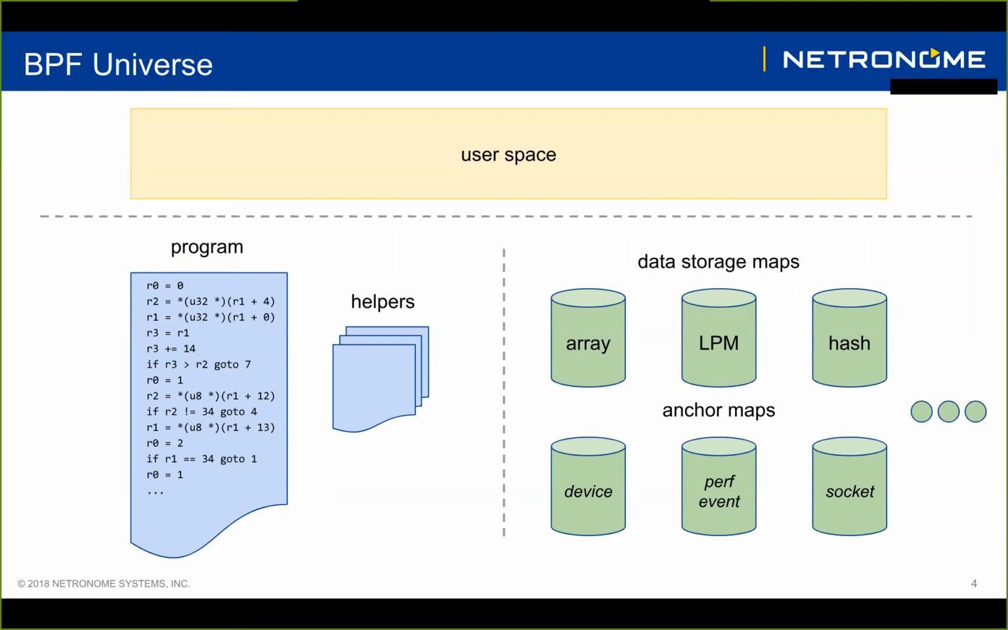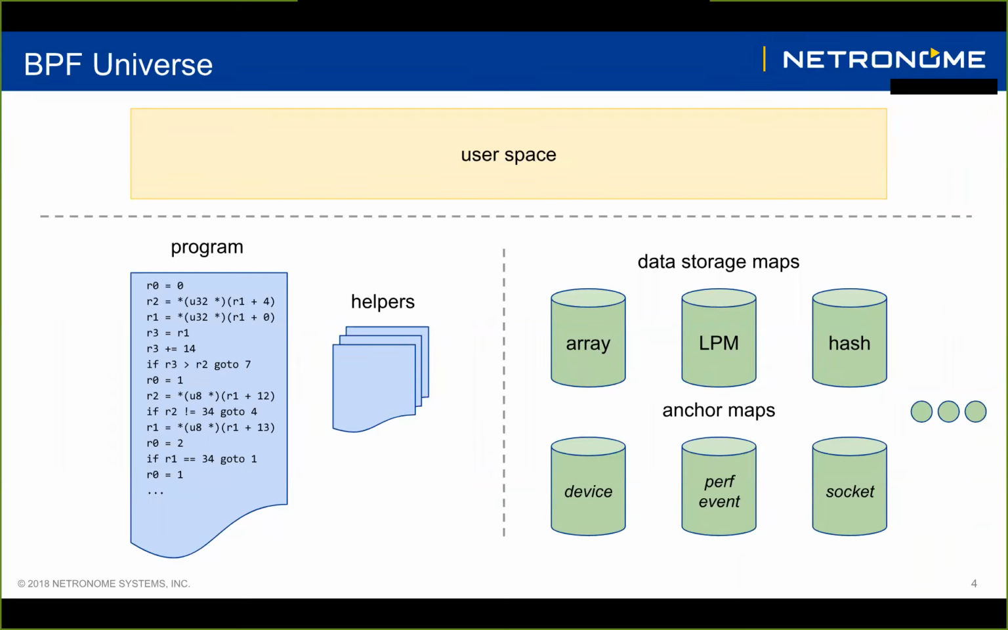And these data storage maps generally differ by the algorithm that is used for lookups and updates. So the array maps, longest prefix match maps, and hash maps are just some of them. And they also have a global version and a per CPU version for better concurrency.